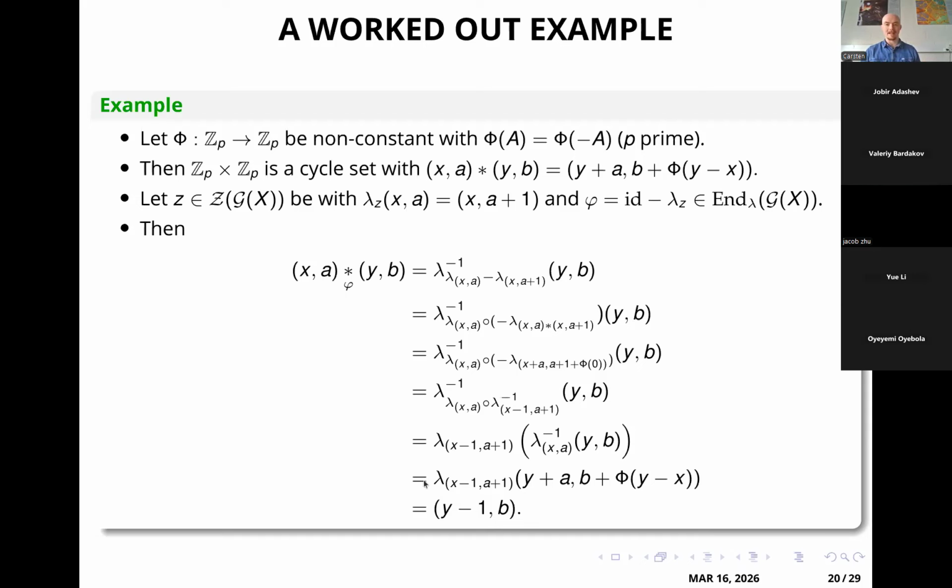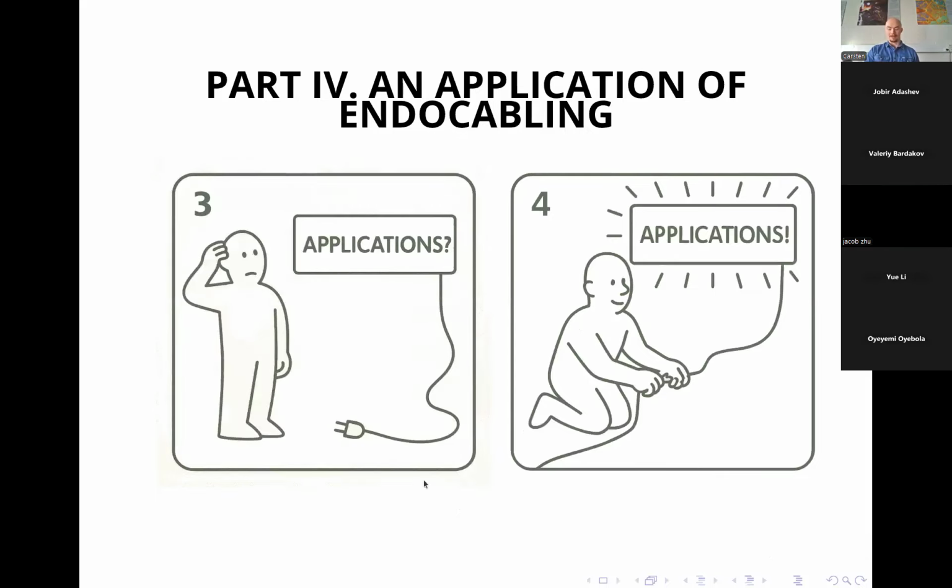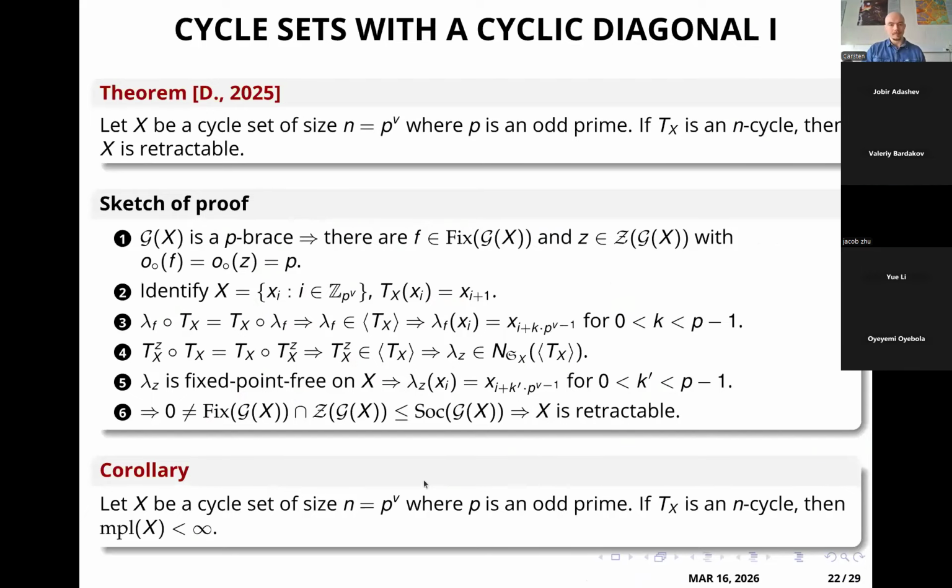So now we have seen a nice technique, but having a nice technique is rather worthless if you're not in the position to apply it. So the question is, what can you actually do with endocabling? Well, it turns out that with endocabling, you can get some results about the structure of cycle sets whose diagonal is a cyclic permutation. Namely, you can show if you are given a cycle set whose size is an odd prime power, and furthermore, whose diagonal is a full n cycle, then the cycle set is retractable.